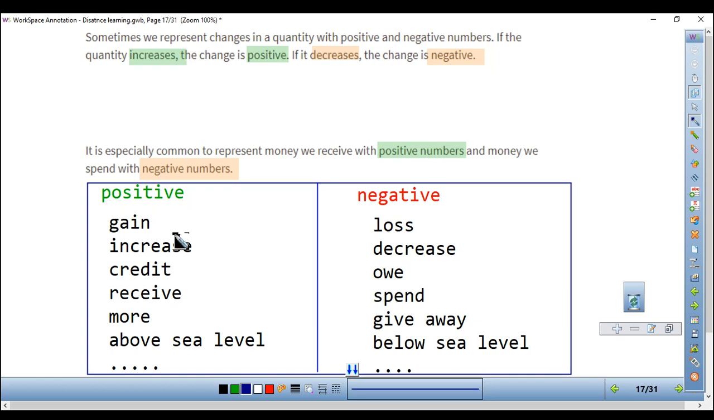Positive numbers could be represented with some sort of gain or an increase, a credit. If you receive something or money, the word more usually means positive. And elevation above sea level is positive. There are many more words that represent positive, and sometimes you have to understand the context of a situation or the sentence to know whether it means positive. So there are lots of words we can add to this. In contrast, negative would be loss, decrease, owe, spend, give away, and then of course elevation below sea level. So you're going to spend some time in the activities today translating to positive and negative numbers.